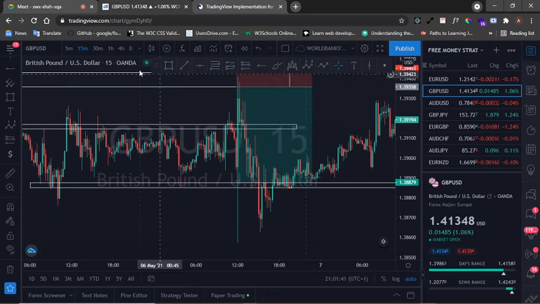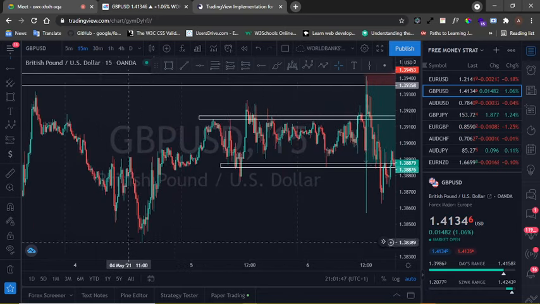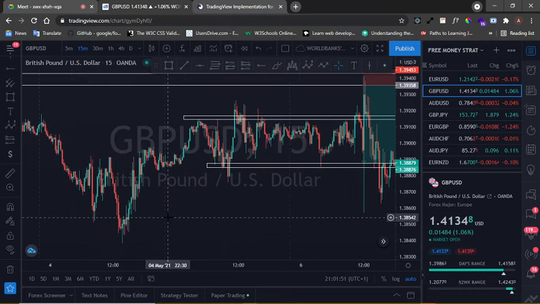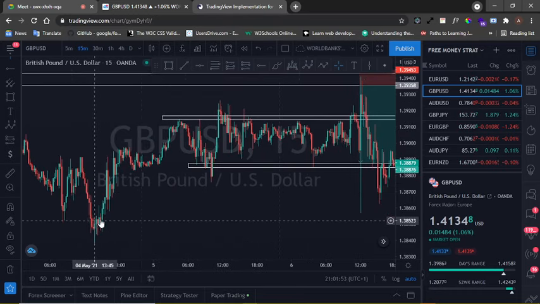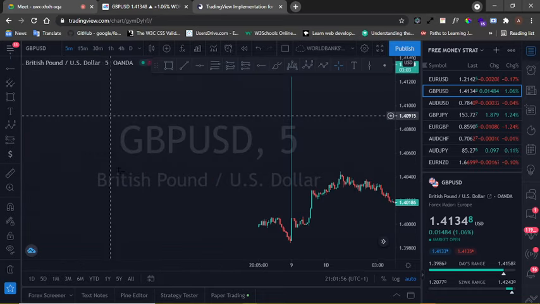Institutional order blocks. Now let's check if there's an order block below to catch this buy. You can see there are moves to the upside. You can see nothing much. I can't see any break of structure. Let's go down to the 5 minutes time frame. So that's how to analyze with order blocks.